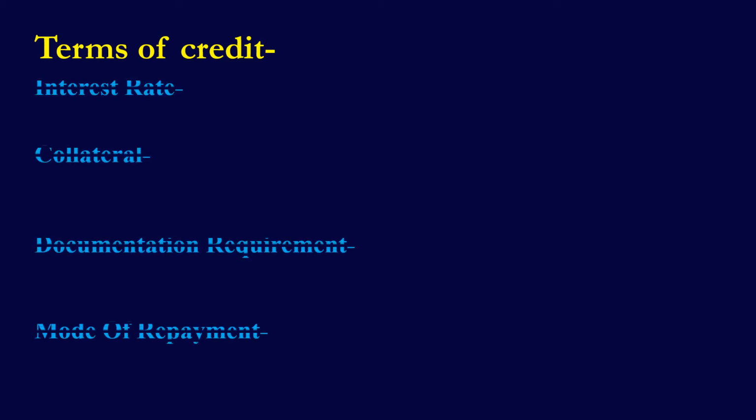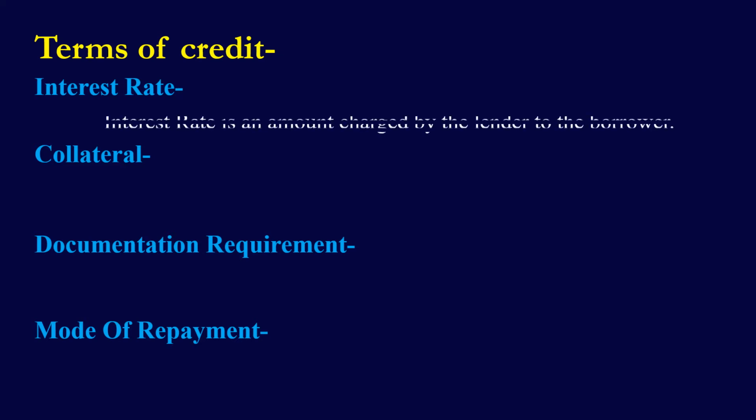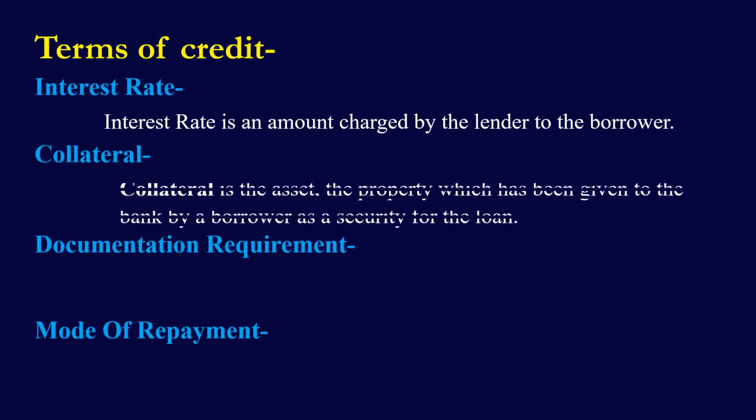Our next topic is terms of credit. Terms of credit or terms of loan include the interest rate, collateral, documentation requirement, and the mode of repayment. The interest rate is an amount charged by the lender to the borrower. And collateral. Collateral is an asset.